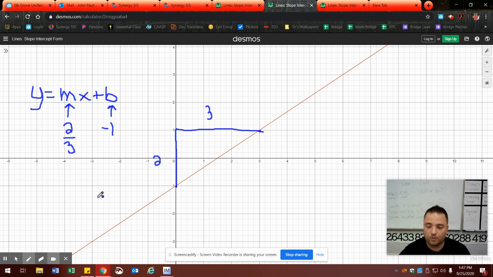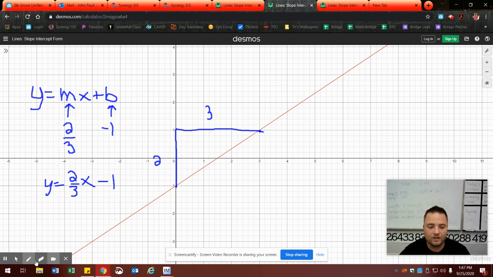If I wanted to create the equation for this line, I just substitute the 2 things in. Y equals 2 over 3 x minus 1. If given an m and given a b, can you find the slope?